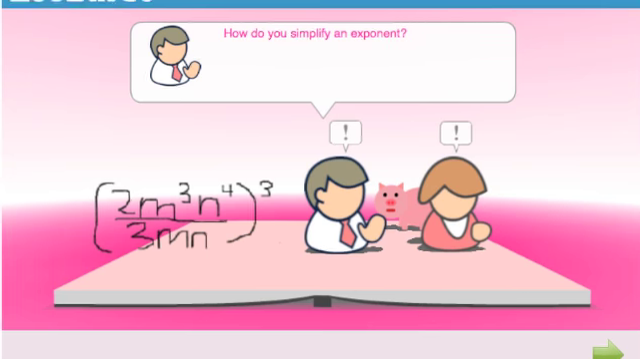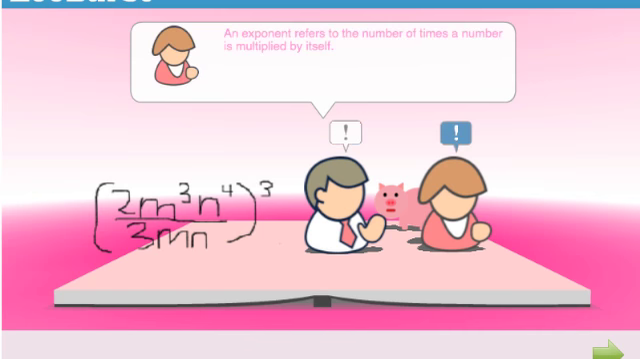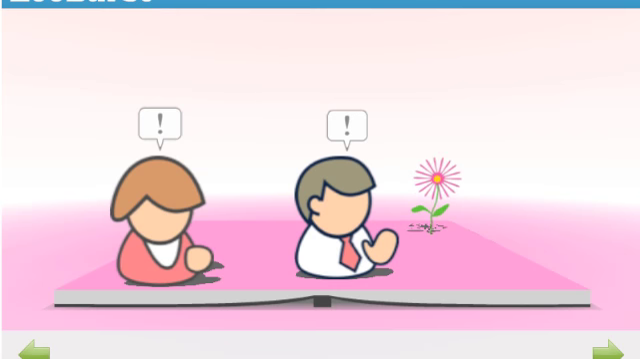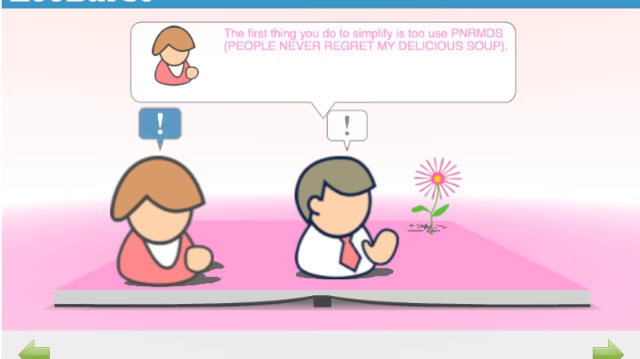How do you simplify an exponent? An exponent refers to the number of times the number is multiplied by itself. The first thing you do to simplify is to use PNR MDS, which stands for People Never Regret My Delicious Soup.